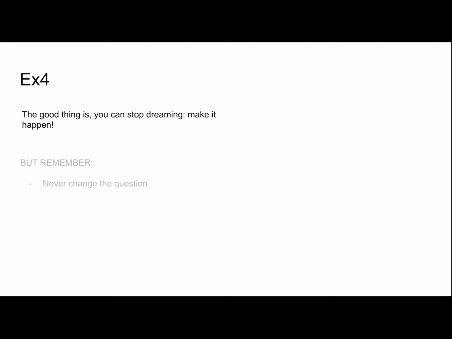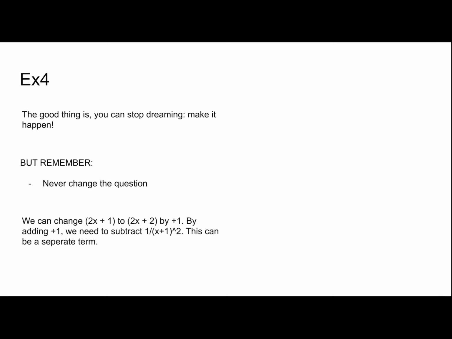So 2x plus 1, okay? First things first, remember to never change the question. The question has to remain the same no matter what you're doing. Whatever you're adding has to be whatever you're subtracting. So we can change 2x plus 1 to 2x plus 2 by adding 1. By adding 1, we need to subtract 1 over x plus 1 squared. So this can be a totally separate term.